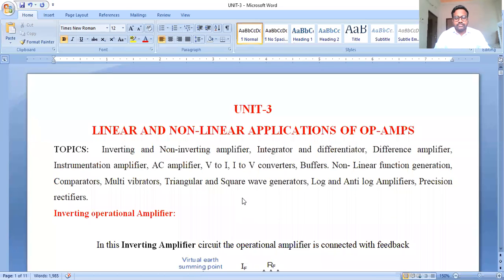Good afternoon to everyone. In previous classes, we discussed the basic structure of operational amplifiers. That means we defined the operational amplifier, we explained the ideal characteristics of the operational amplifier, and next we explained the operational amplifier AC characteristics and DC characteristics. Then we explained the various stages of the operational amplifier.